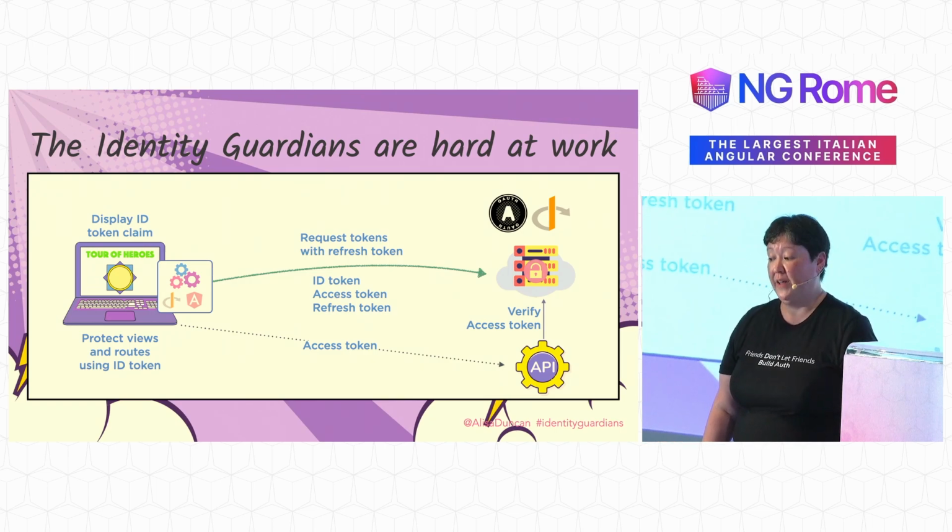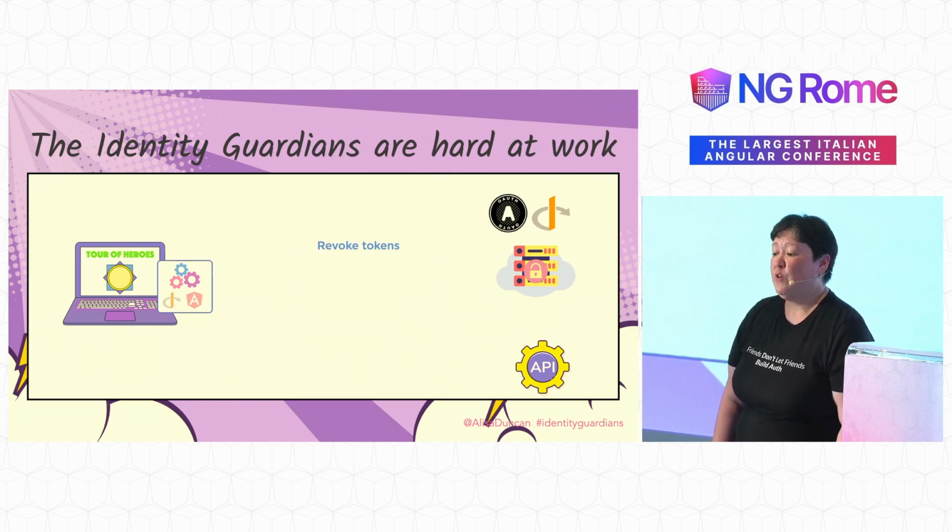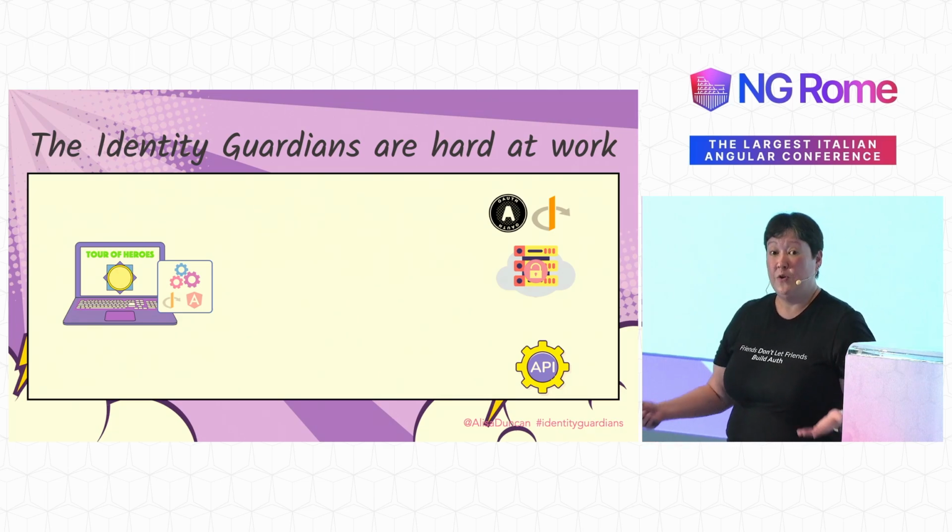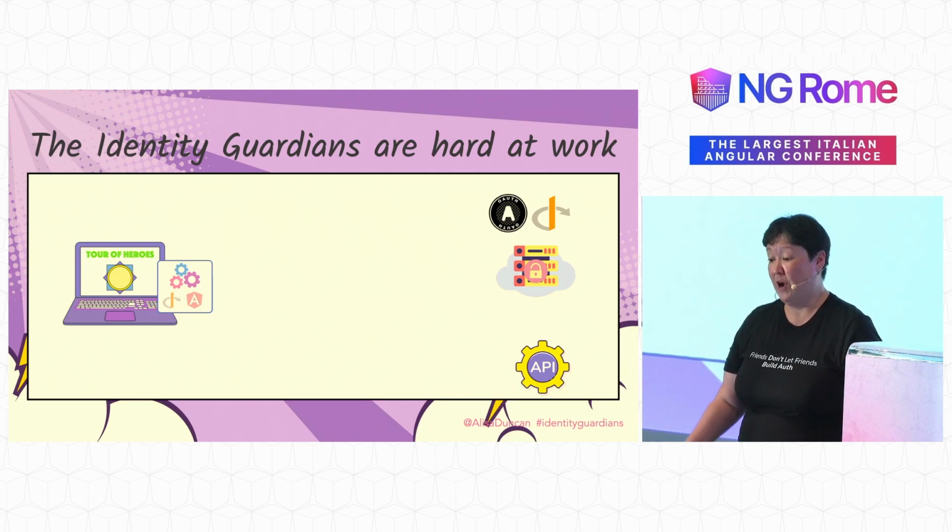The API will verify the access token, perhaps by communicating with the authorization server. Finally, when you're done touring all of the heroes you ever want to tour, you're ready to log out. Your OIDC client library revokes the tokens, which means that your authorization server will mark them as invalid, and nobody can then utilize them to perform other actions or try to get into your application. So in a way, your identity guardians continue to work for you even after you're signed out.